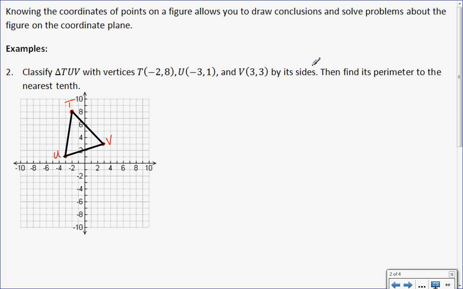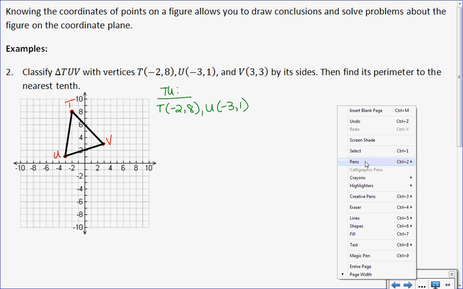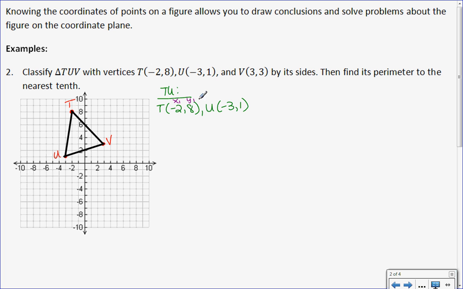We're going to use the distance formula to find the lengths of each of those sides. So because those are 3 different segments, we're going to have to use the distance formula 3 times. Alright, so let's go one segment at a time. Let's find the length of TU. So we're going from point T at negative 2, 8 to point U at negative 3, 1. Alright, so let's go ahead and label our points x1, y1, and x2, y2. And let's use the distance formula to find the length of that segment.